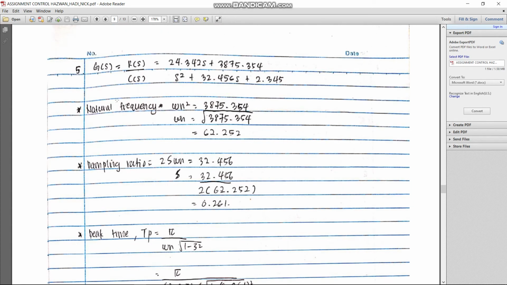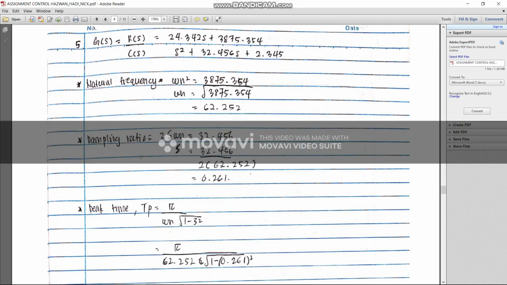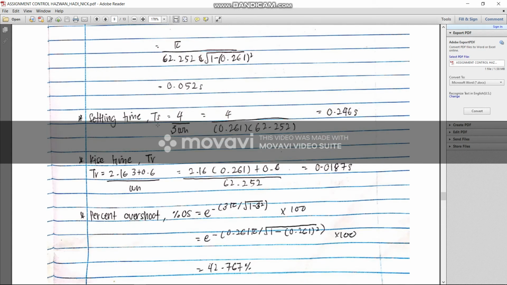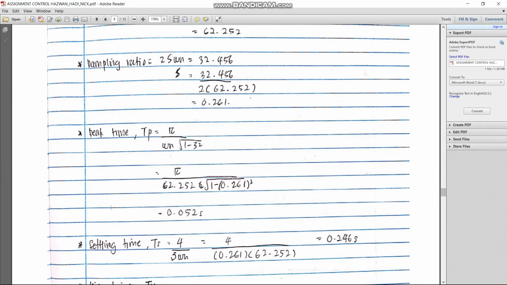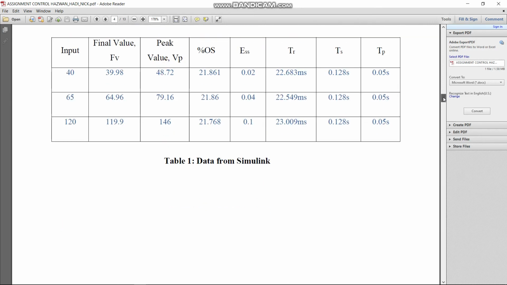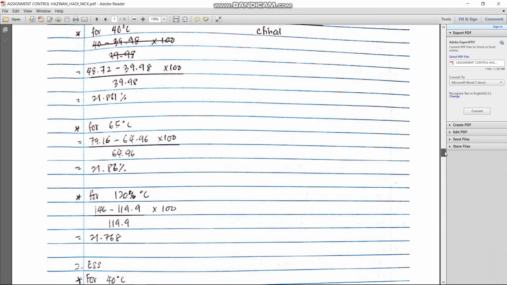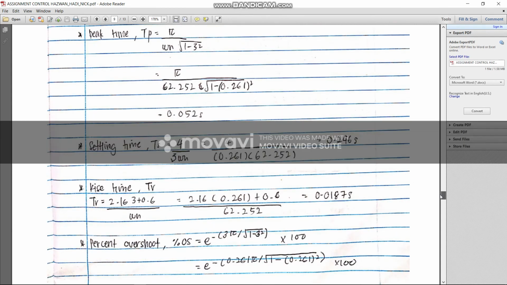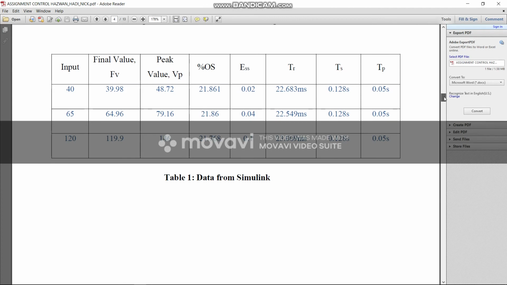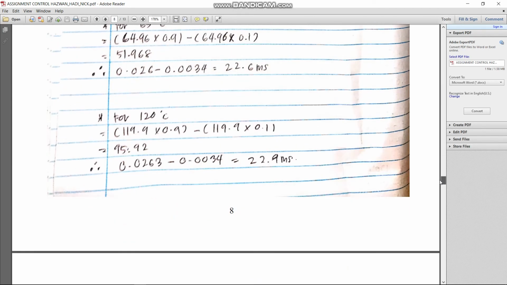And then this is for the theory part, how we calculate the natural frequency, the damping ratio, peak time Tp, settling time Ts, rise time Tr, then overshoot. So for the peak time, what we get here is 0.052, and what we get from the simulation is not a big difference. And for the Ts, which is settling time, we get 0.246 second, and what we get from the simulation is 0.128 second. That is also not a big difference.